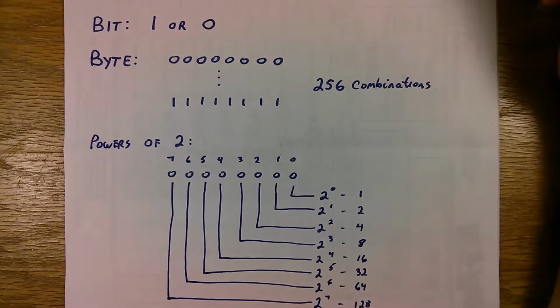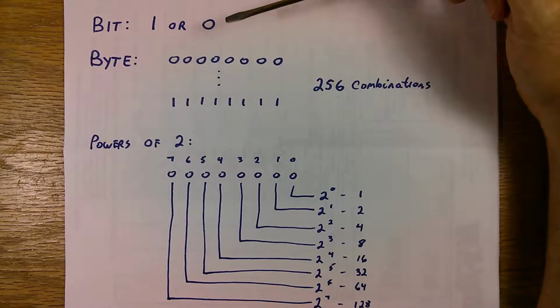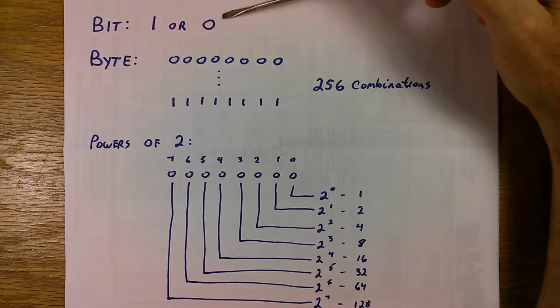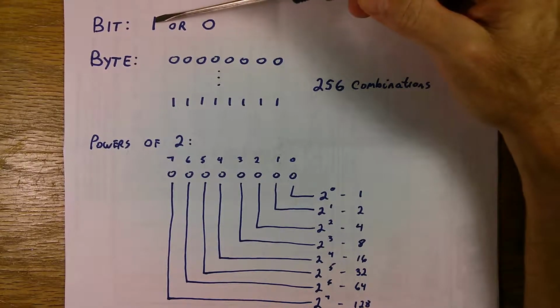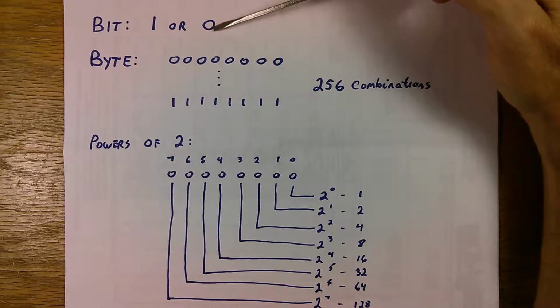Now, inside the computer system, or the microcontroller, 1s and 0s are represented by voltage levels or by switches, transistors turned on or off. So, for example, a 1 might be represented by a high voltage, and a 0 would be represented by a low voltage.